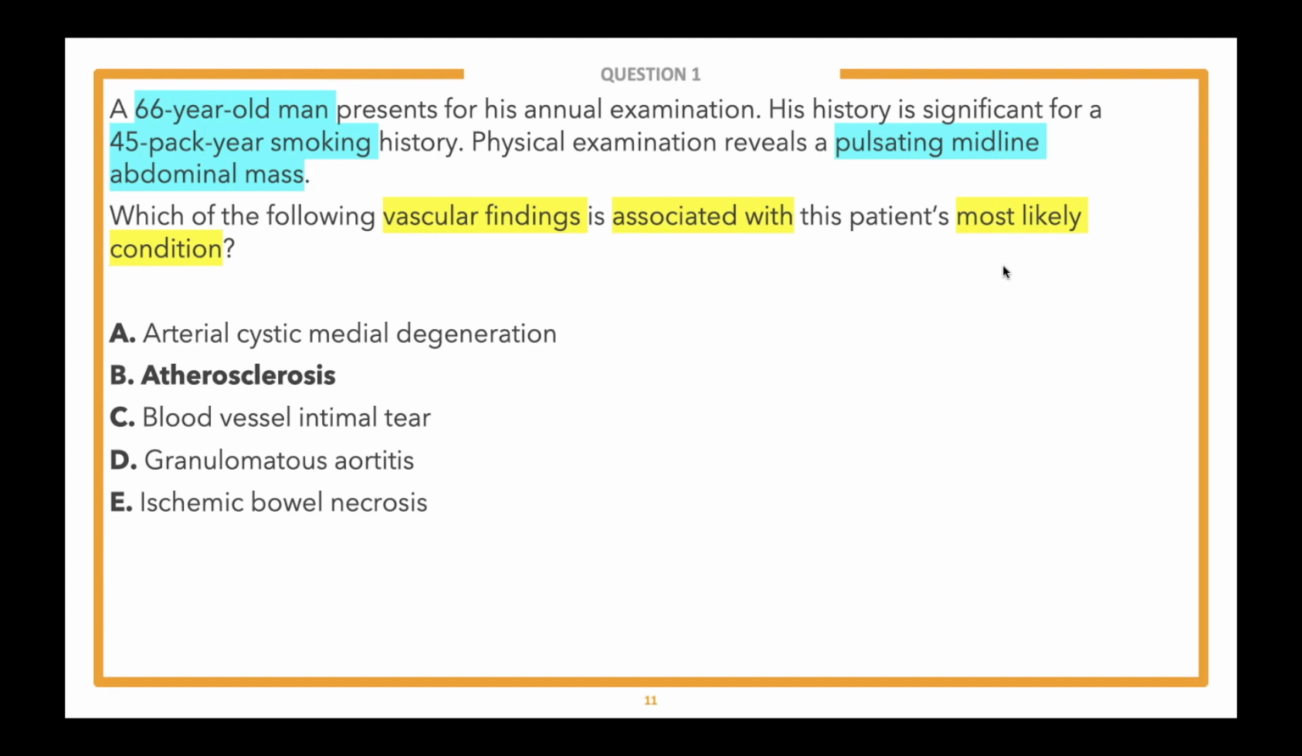And then lastly, answer choice A, we talked about this. This would be getting at more of a thoracic aortic aneurysm. So the best answer choice here is answer choice B.